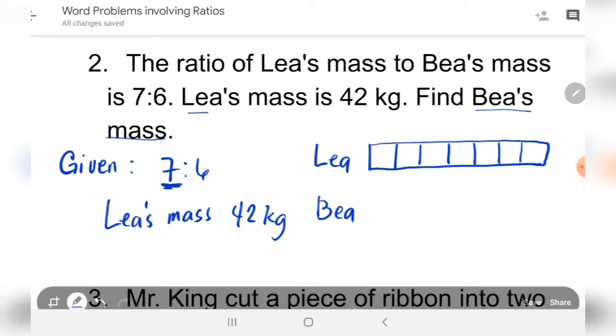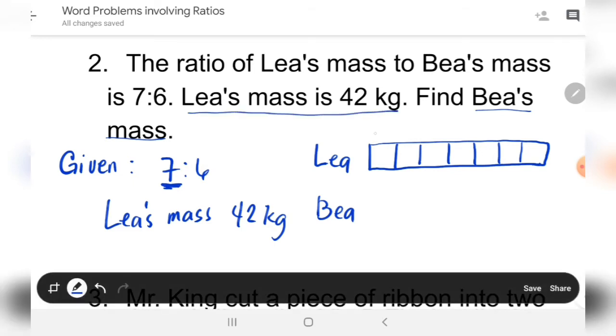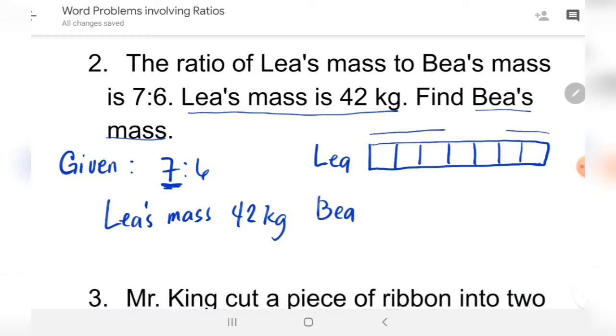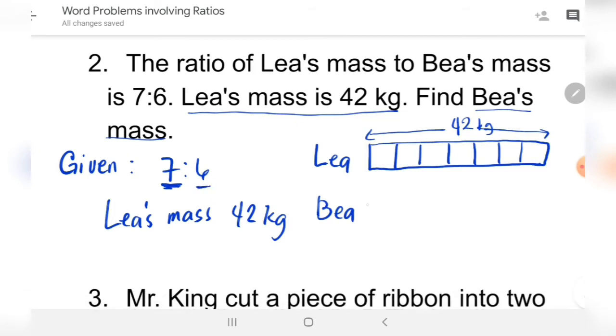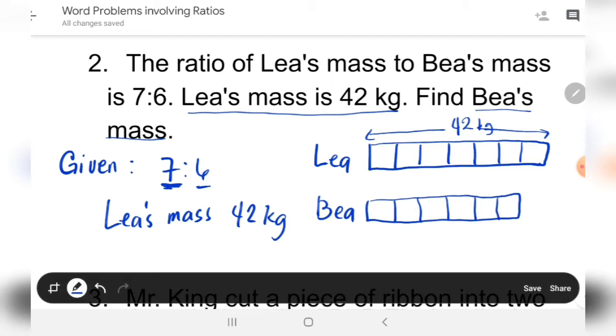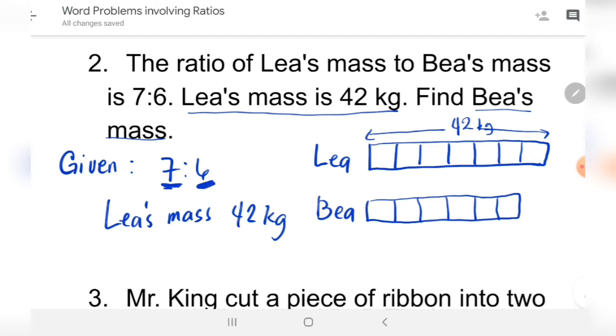And we know that Leia's mass is 42 kilograms. From here to here, that is 42 kilograms. Now, let's do the same for Bea. But Bea has only 6 units. So we have here 6 units. 1, 2, 3, 4, 5, 6. There are 6 units. We don't know how many kilograms are in here.